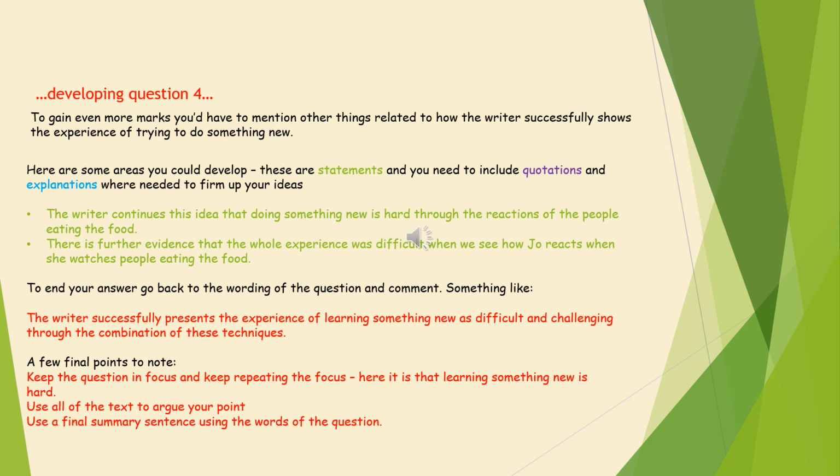To gain even more marks in question 4, though, you do need to include other things that are related to how the writer successfully describes the experience of trying to do something new. And these are indicated in the green bullets. These are the two statements, and then to complete them, you'd have to add quotations and explanations to prove what you're saying.